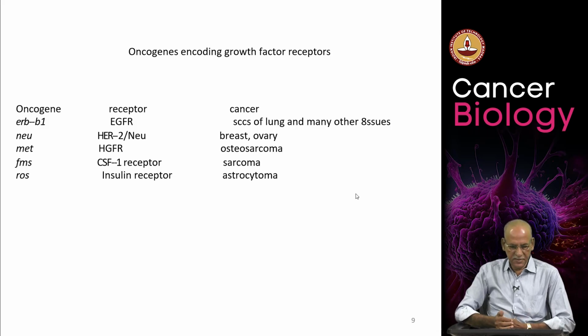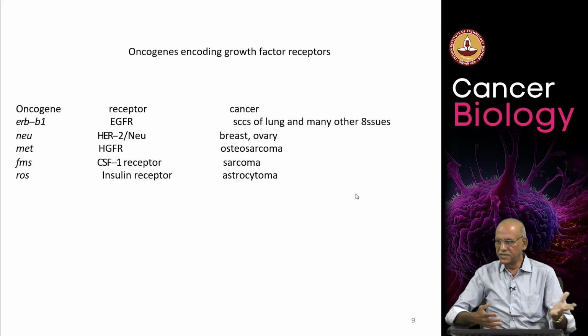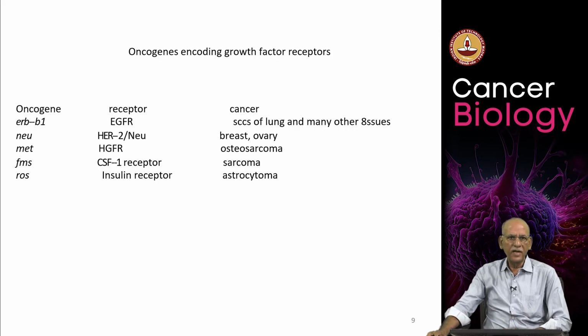Growth factor receptors, I already mentioned about this. ERB1, because these names are, as I told you, from avian erythroblastosis virus, from which this gene was derived. That is why this name is there, ERB1, which codes for epidermal growth factor receptor. That is what we call the EGF receptor. This is found in SCC, squamous cell carcinoma of lung and many other tissues.